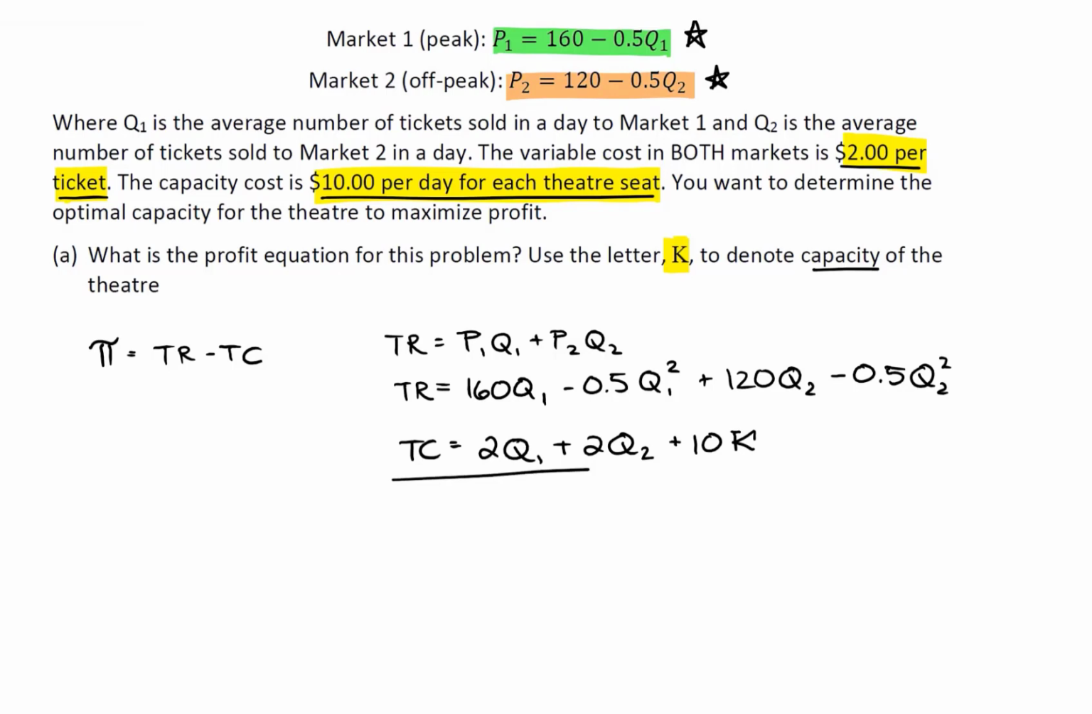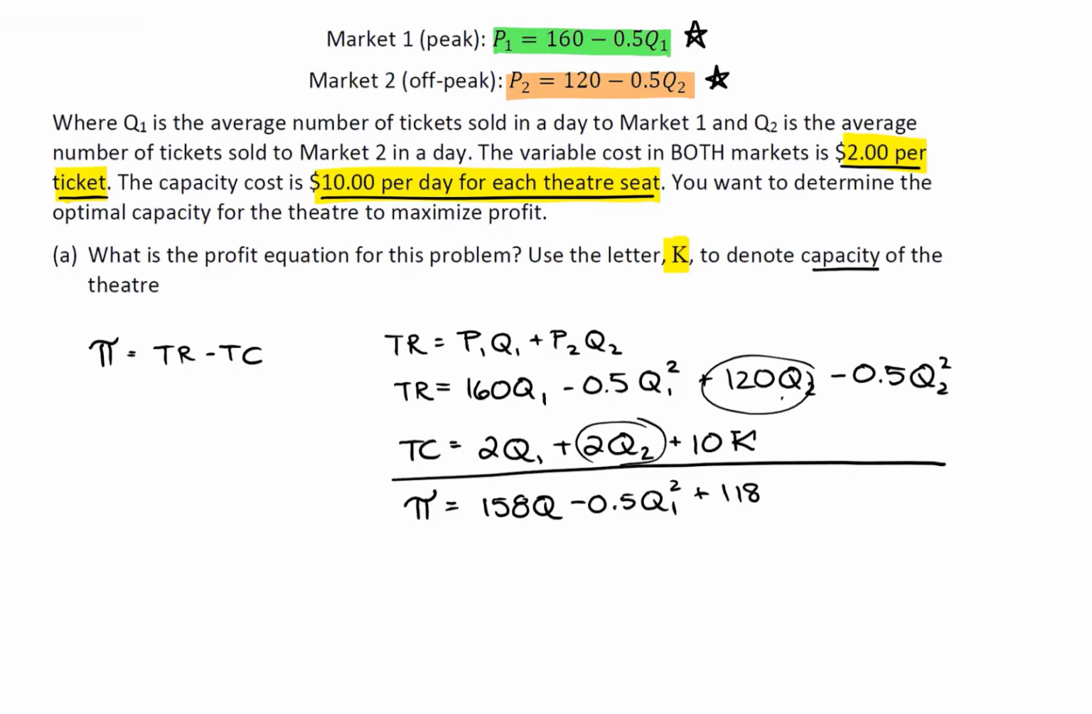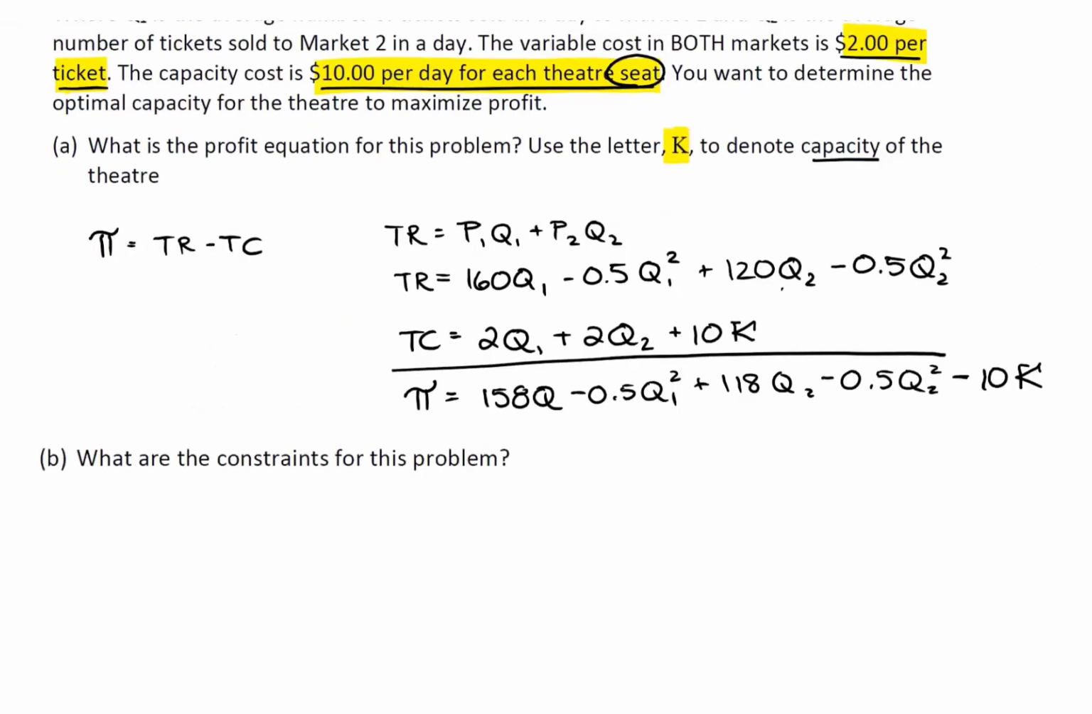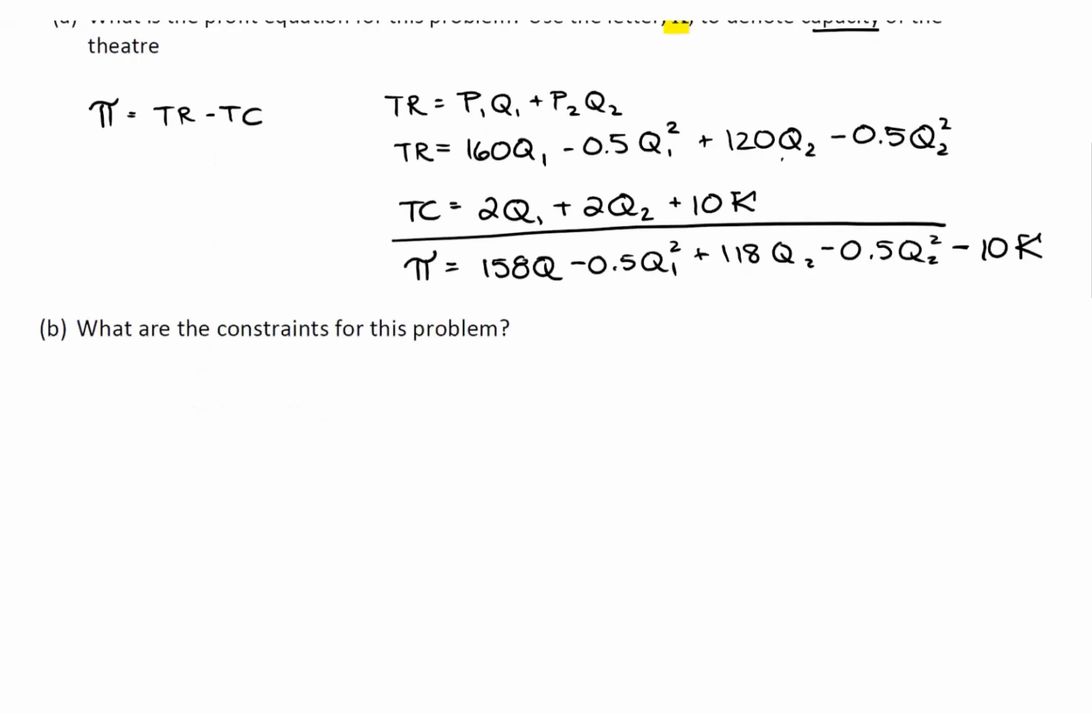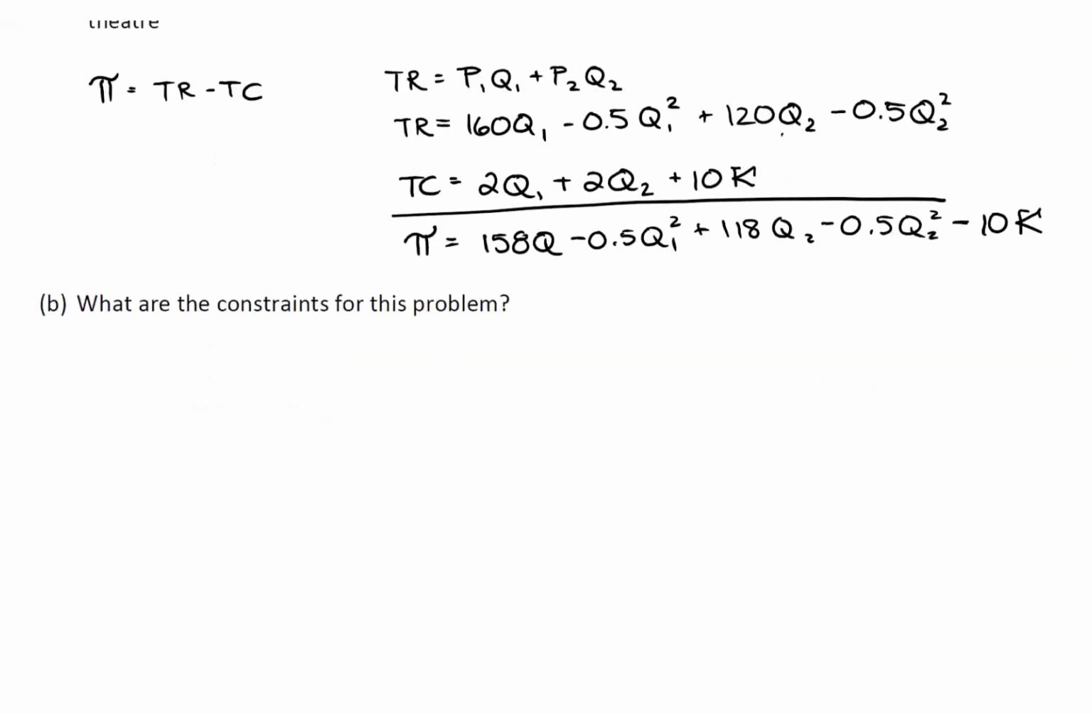Okay, so now subtracting total cost from total revenue, profit is going to be 160 minus 2 for Q1, so 158 Q1 minus 0.5 Q1 squared, plus 120 minus 2 for Q2, which gives me 118 Q2 minus 0.5 Q2 squared, and then minus the 10 kappa. So there's our profit equation. That's what part A was asking for: what is our profit equation? We have succeeded at part A.